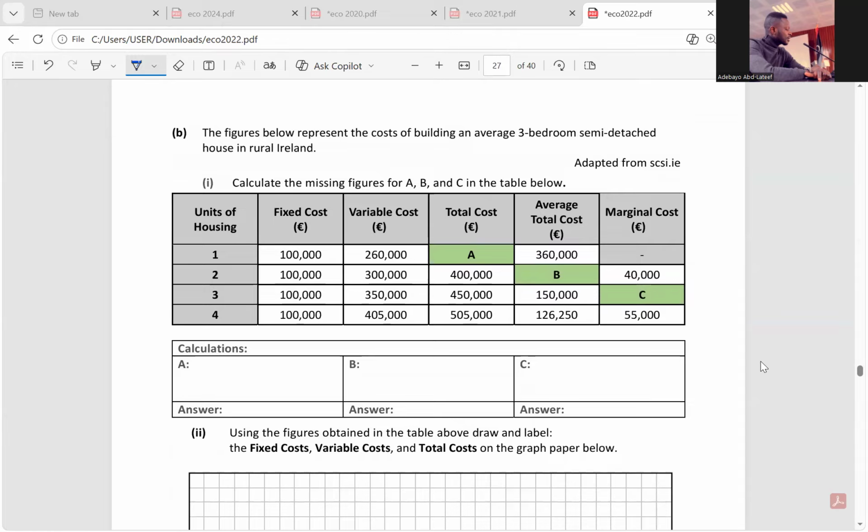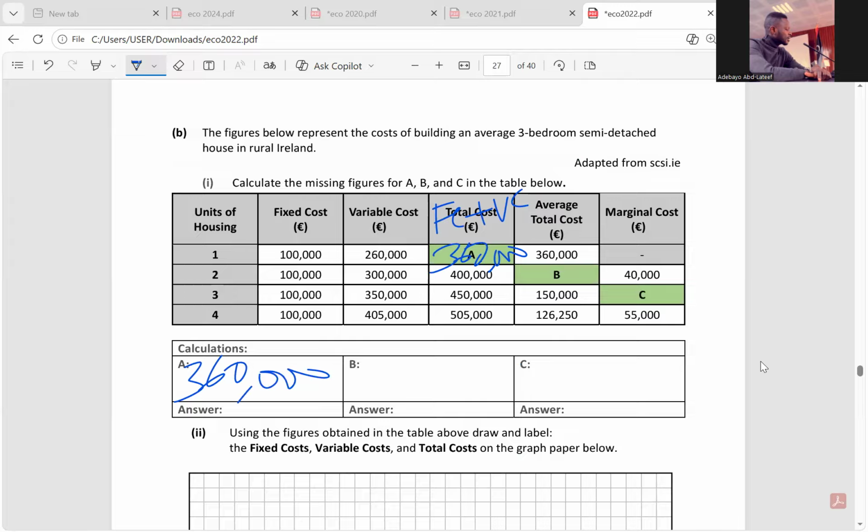Shall we? Yes. The figure below represents the cost of building an average three-bedroom semi-detached. We are told to calculate A, B, and C. A here is total cost, which is FC plus VC. FC plus VC, that's 360,000. So A is 360,000.